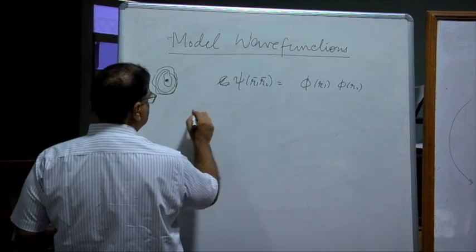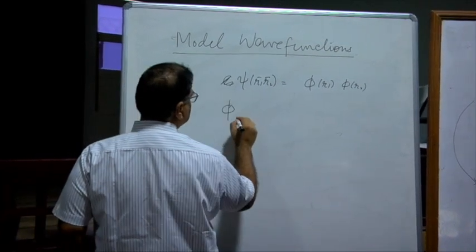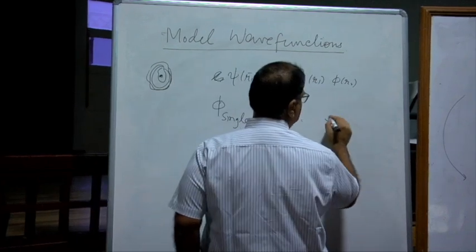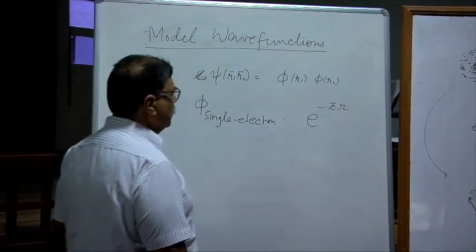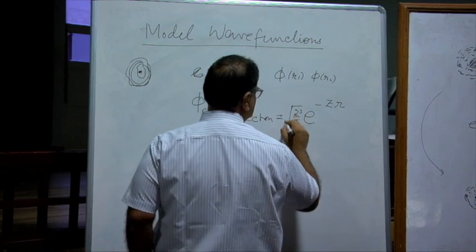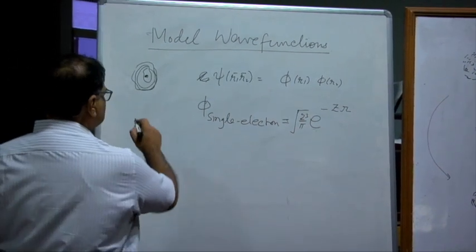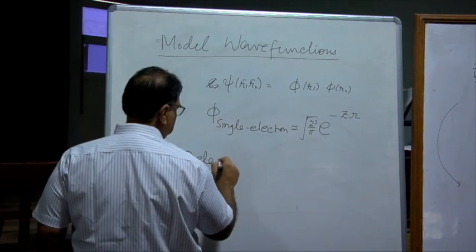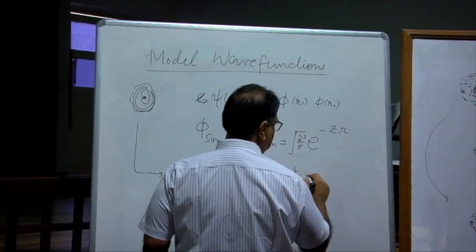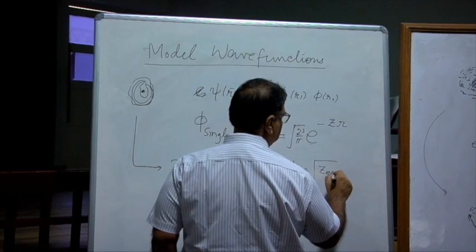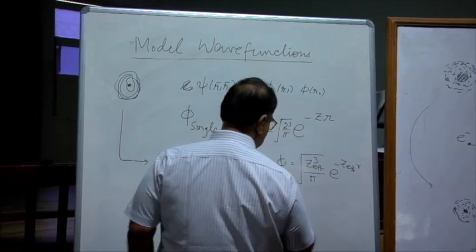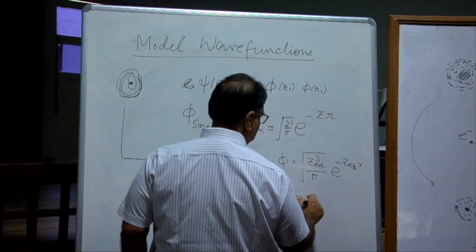So in a single atom, phi, single electron, could have been e raised to minus Z r with a normalization constant, which is like square root of Z cubed over pi, something like that. In this system, the two electron system, I'm going to write this phi as square root of Z effective cubed over pi, e raised to minus Z effective r, where Z effective is less than Z.